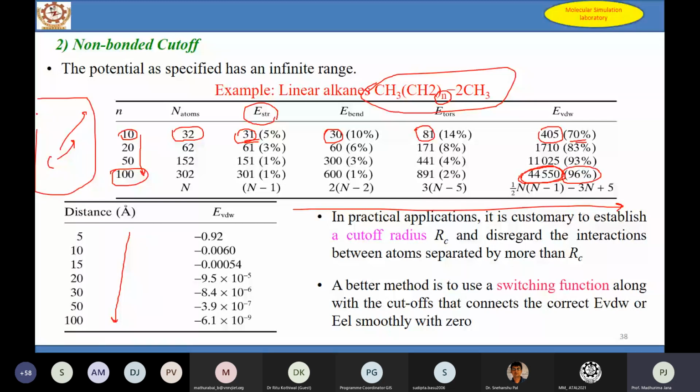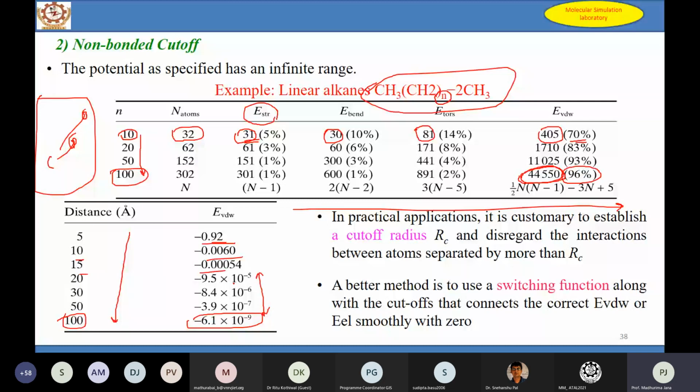It has been seen that when the distance is 5 angstrom, this is the van der Waals interaction energy. When it is 10, this is the change. When it is 15, this is the energy. When it is 100 angstrom, you will see that the energy change is very, very small. If you see this part, the energy change is happening on the order of 10 to the power -5. That is, the change is very, very small when the distance is very high.